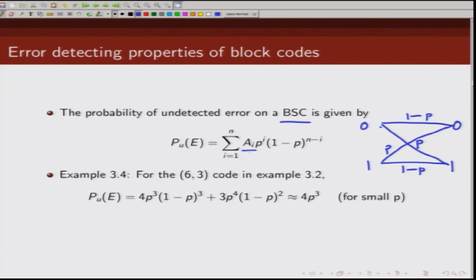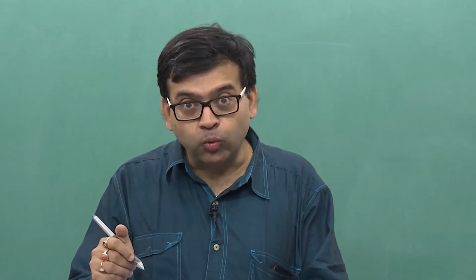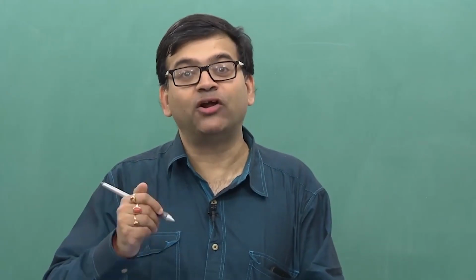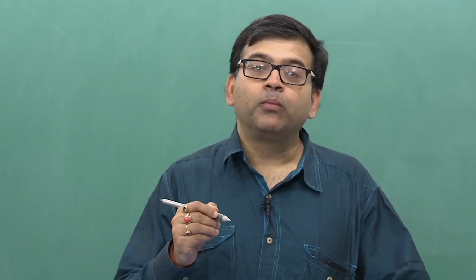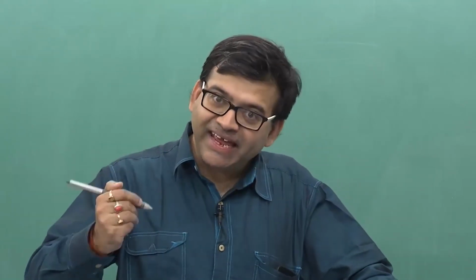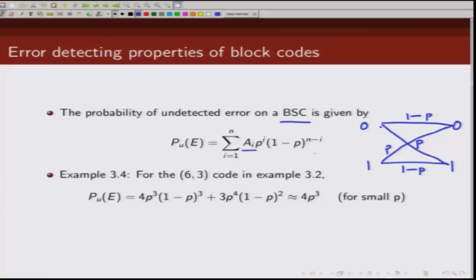So, the probability of getting a weight i code word at the receiver when you send an all 0 code word is basically given by this. Now, an undetected error will happen if the receiver receives any non-zero code word. So, I have to sum up this probability for all i going from 1 to n. So, this is my overall undetected error probability if I send a linear block code over a binary symmetric channel.